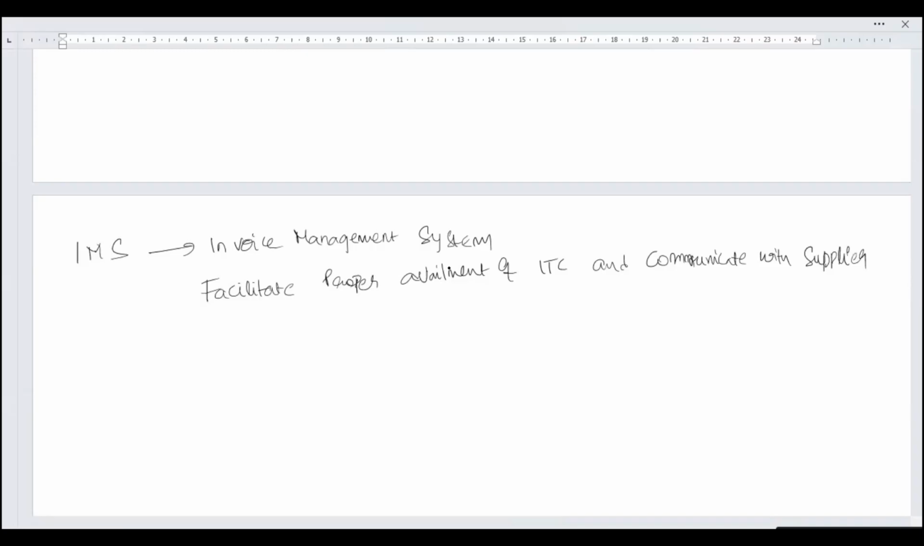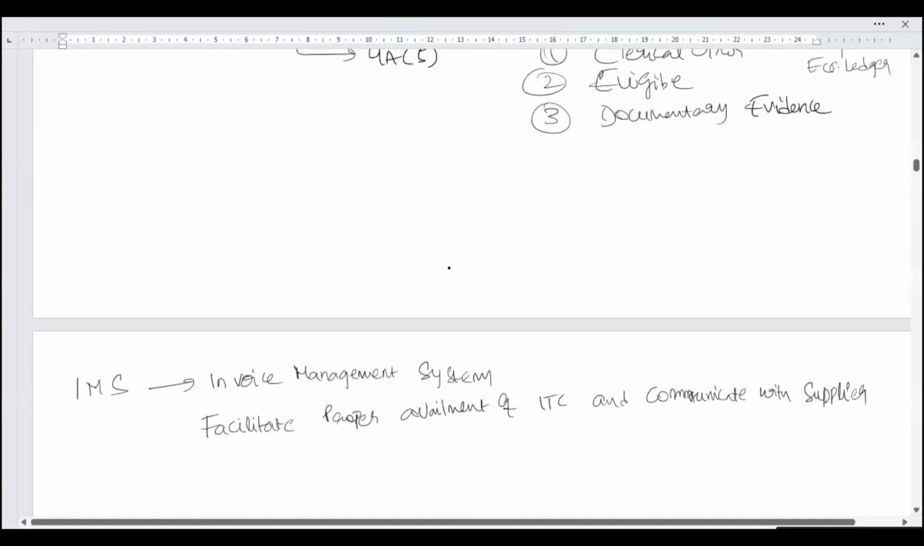I brought this thing called IMS, Invoice Management System. At times, government wants to prove that we did so much. Like India did this thing, none of the countries have done this. One of them is e-invoicing. Unfortunate, actually.